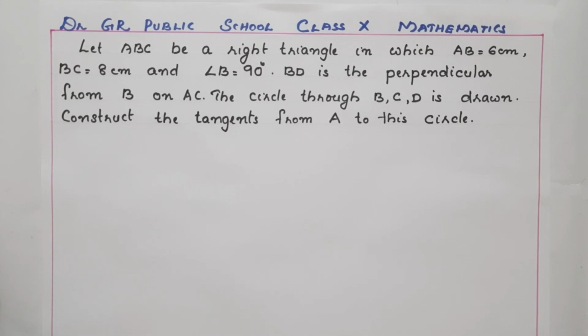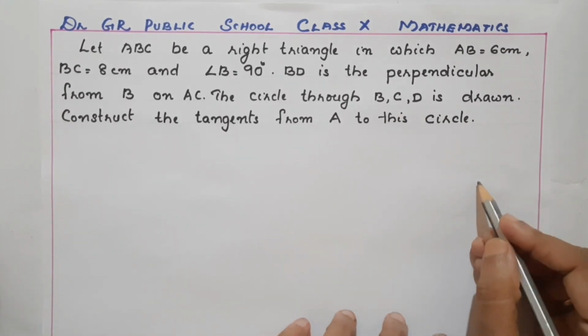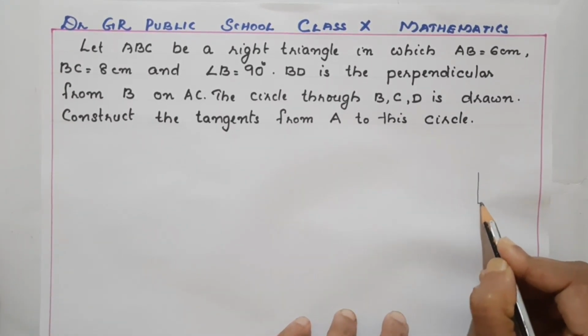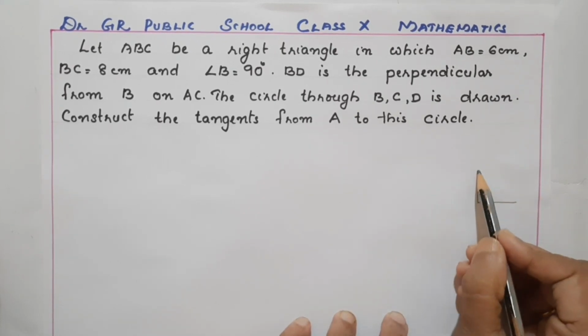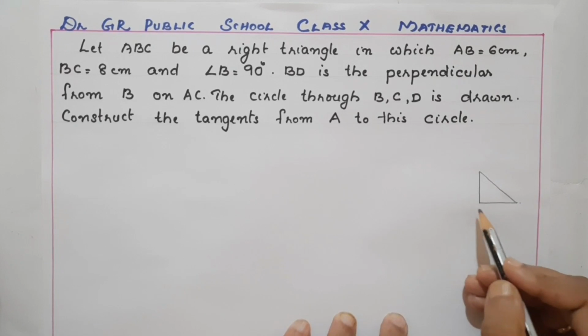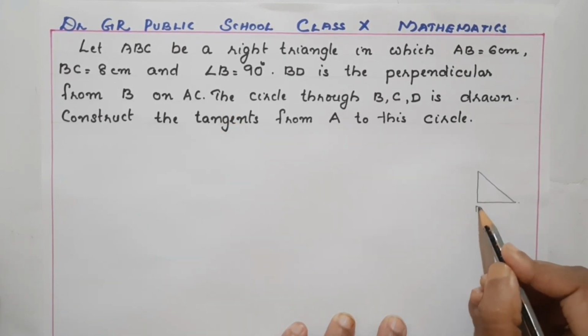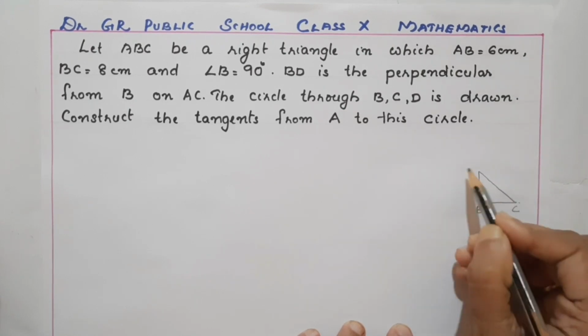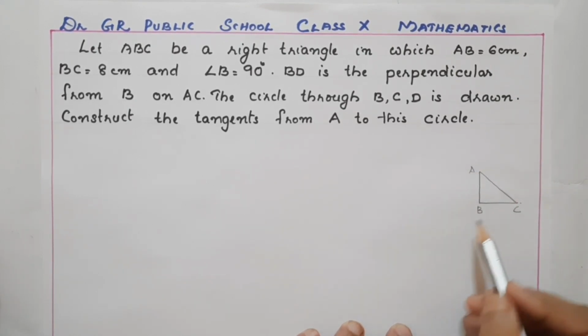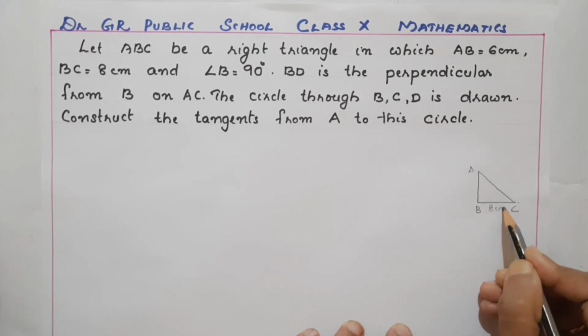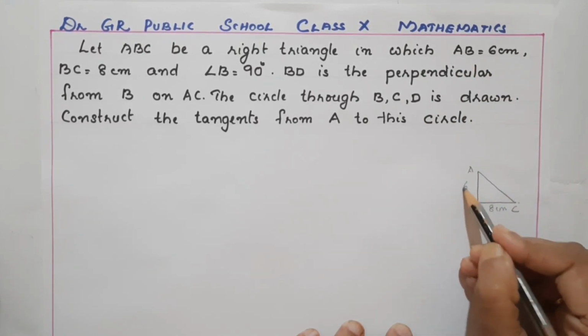So what is our first question? We have to construct a right triangle, isn't it? You know how to construct a right triangle. Right angle is given. So we can construct the right triangle. First of all, see the right triangle. If we are taking the right triangle like this, this is the rough figure. Angle B is 90 degrees. So we have to mark it here. Then here C, here A. What are the given measures? BC is 8 centimeter and AB is 6 centimeter.